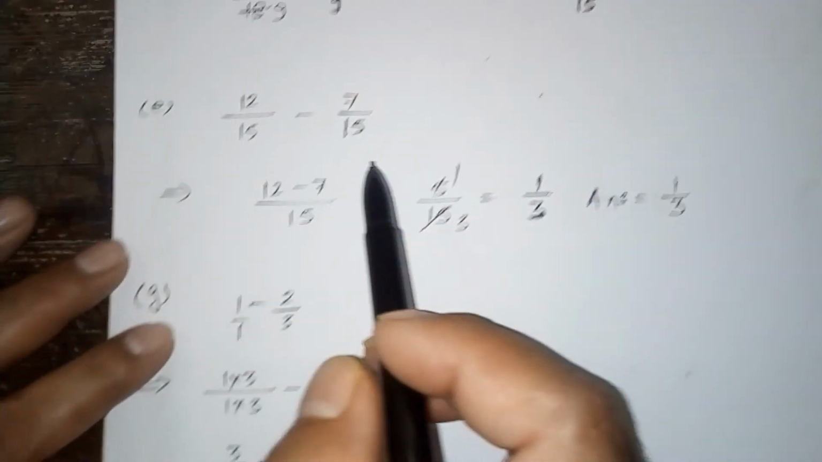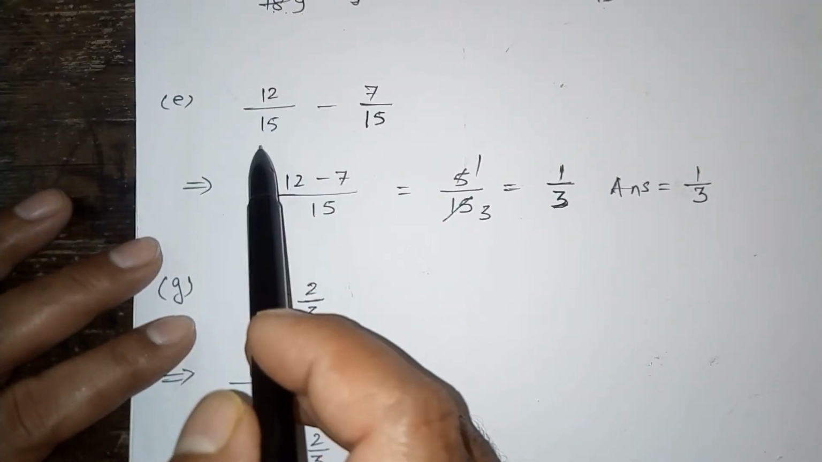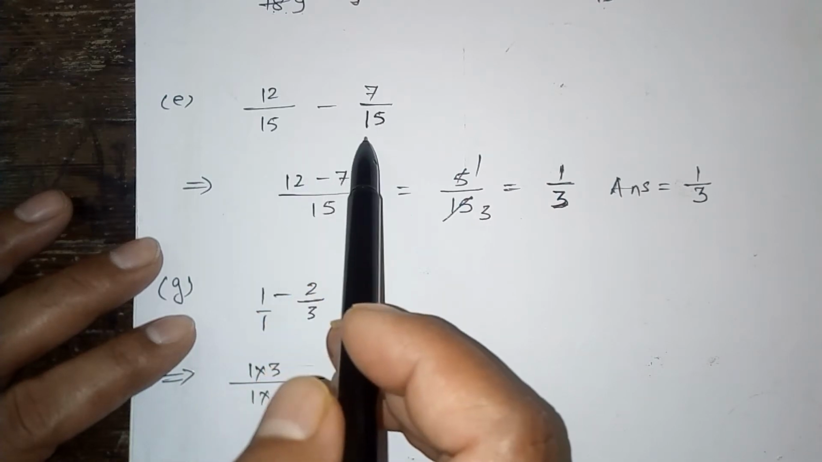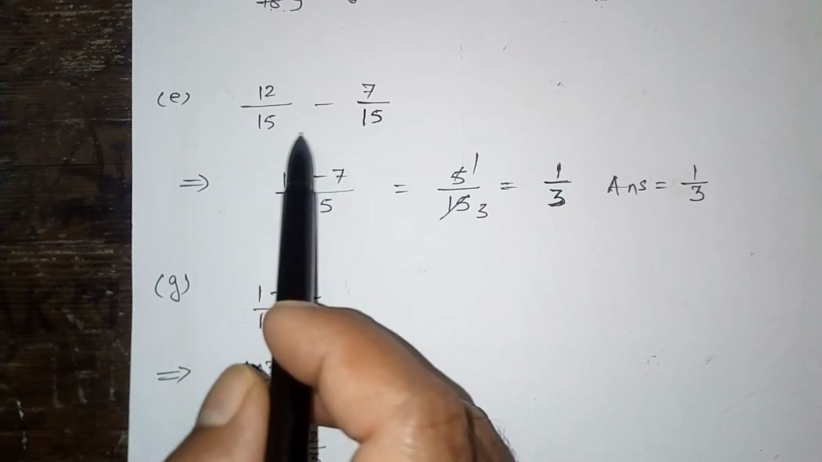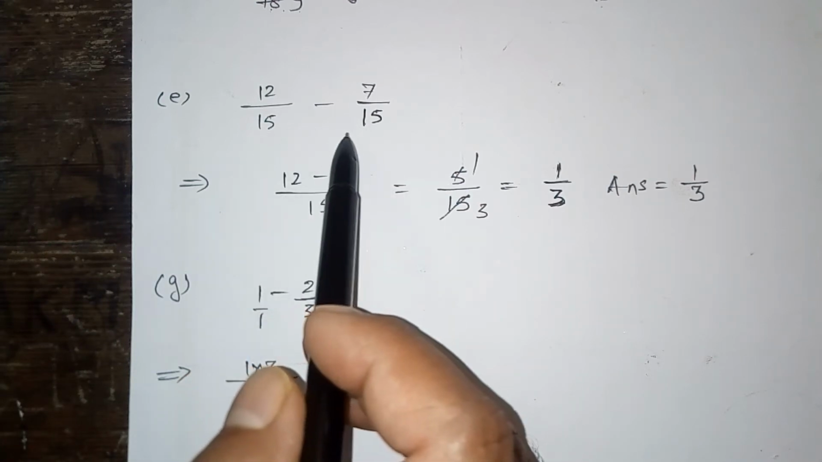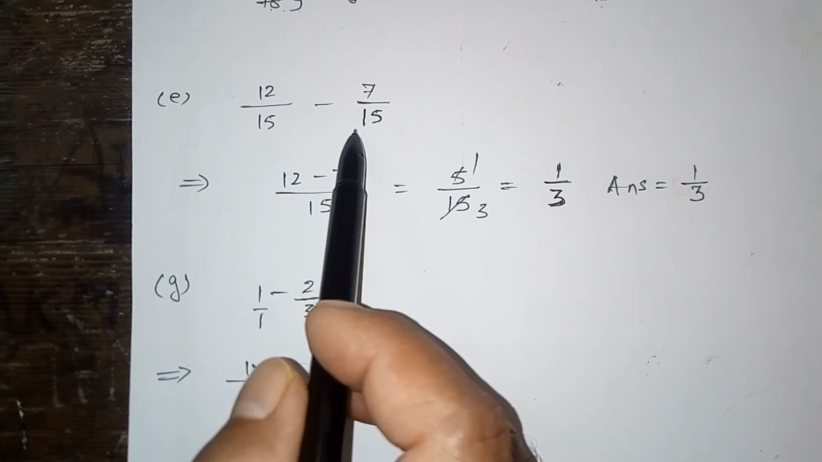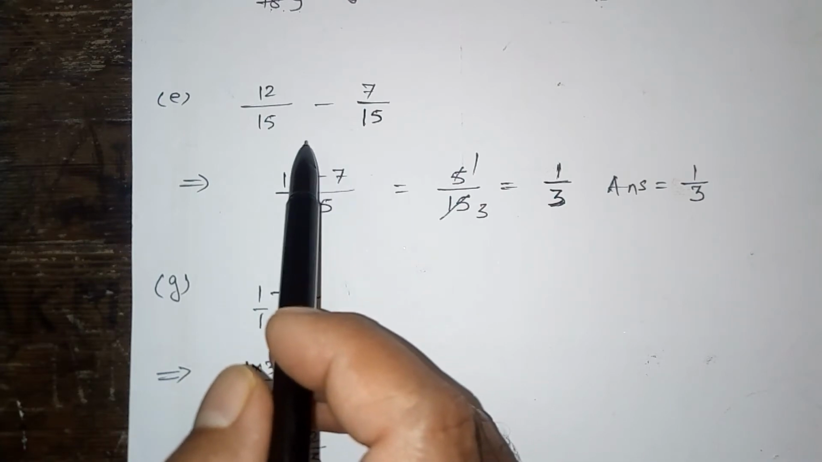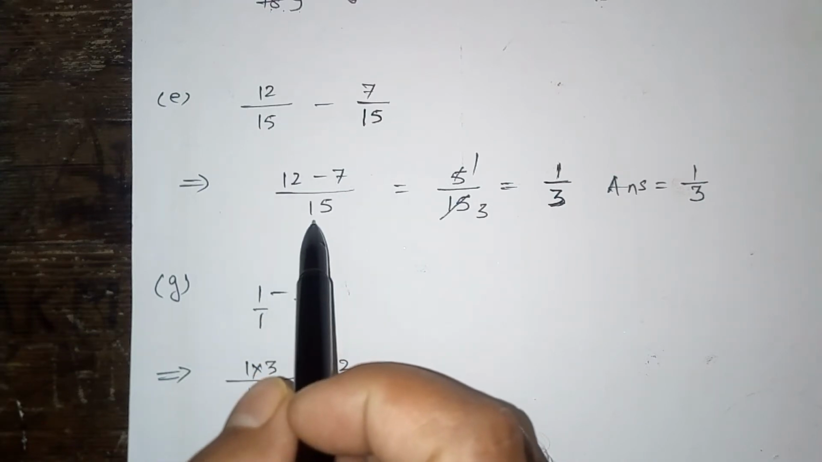Okay. Your next question is 12 upon 15 minus 7 upon 15. You know very well, in these two fractions, denominators are same. So these two fractions are like fractions. So what will you do? We will take out the LCM. LCM is the same, that is 15.